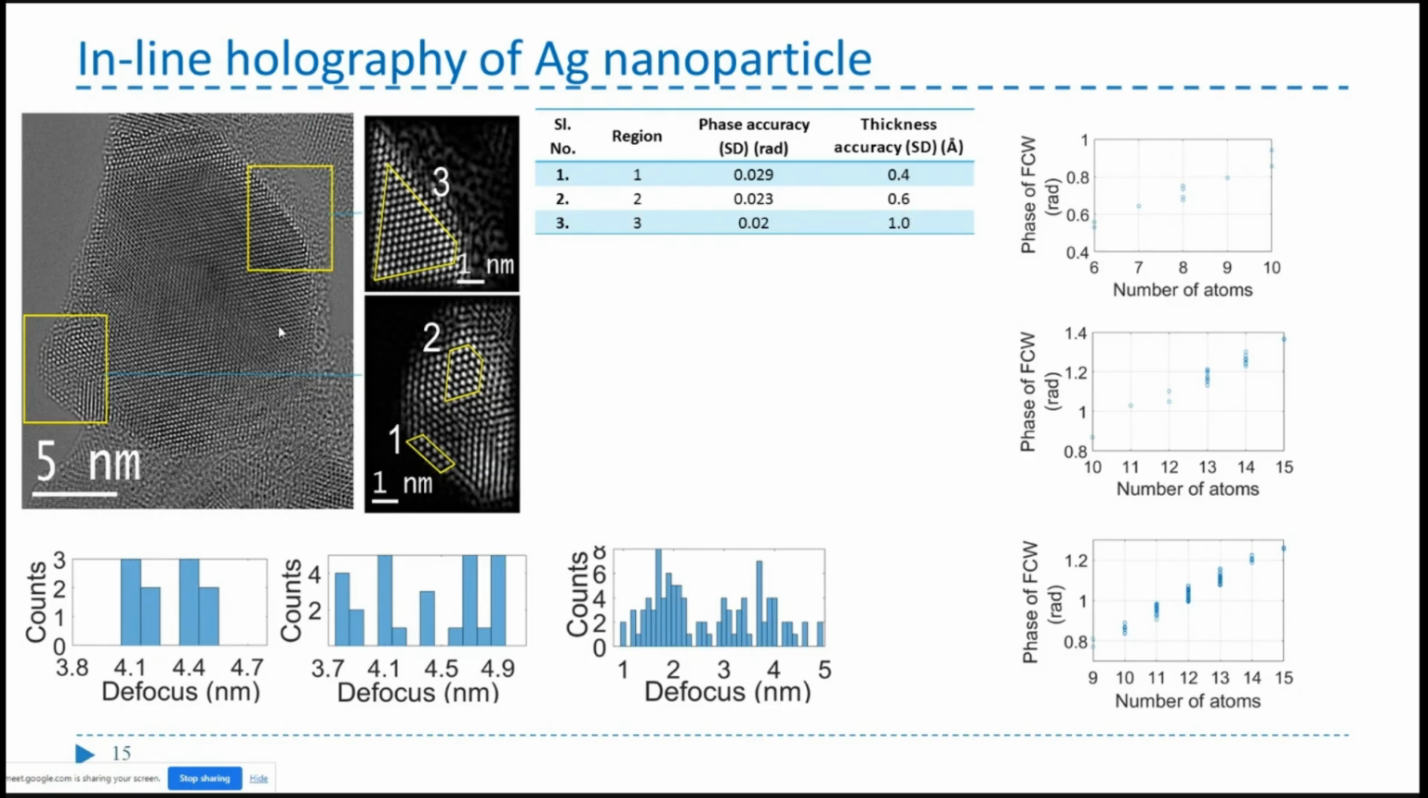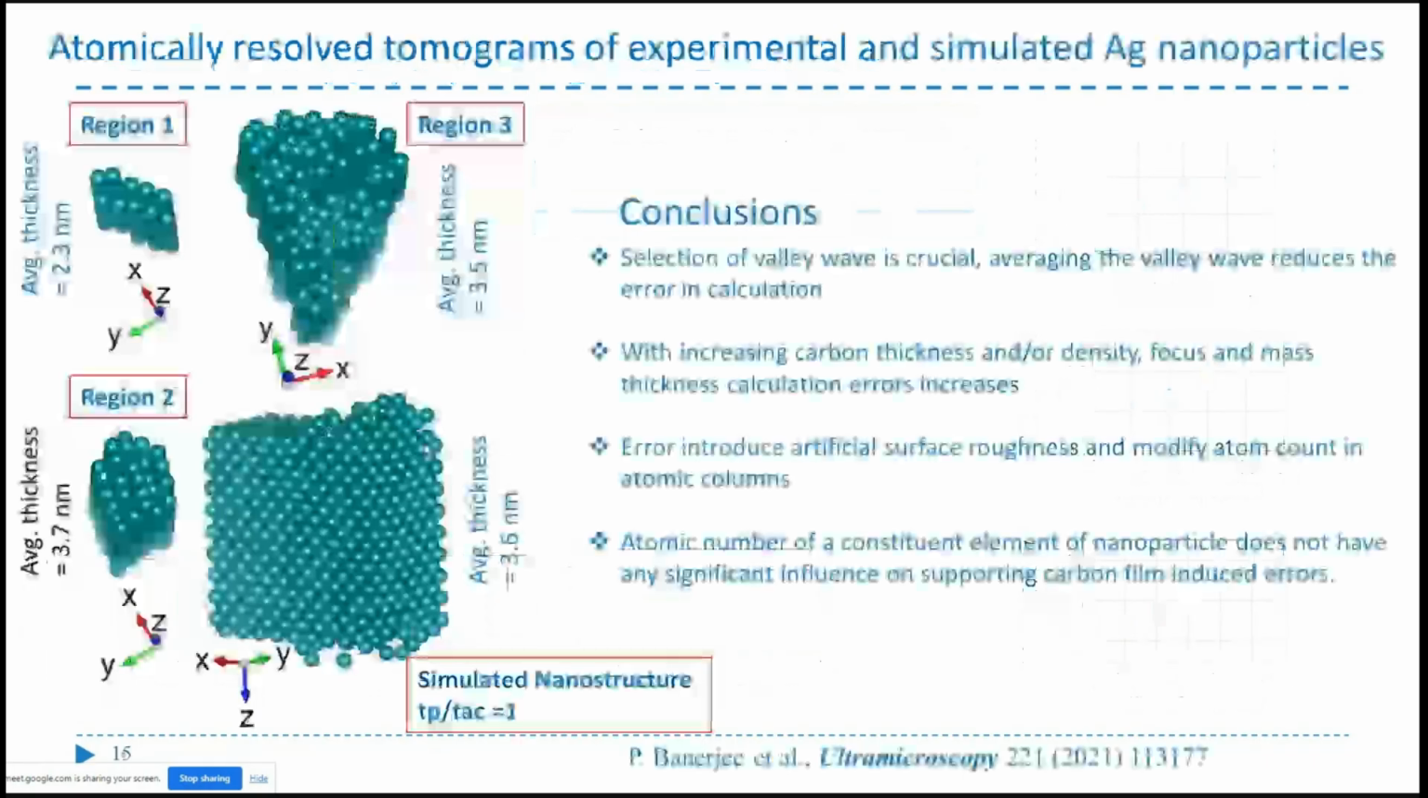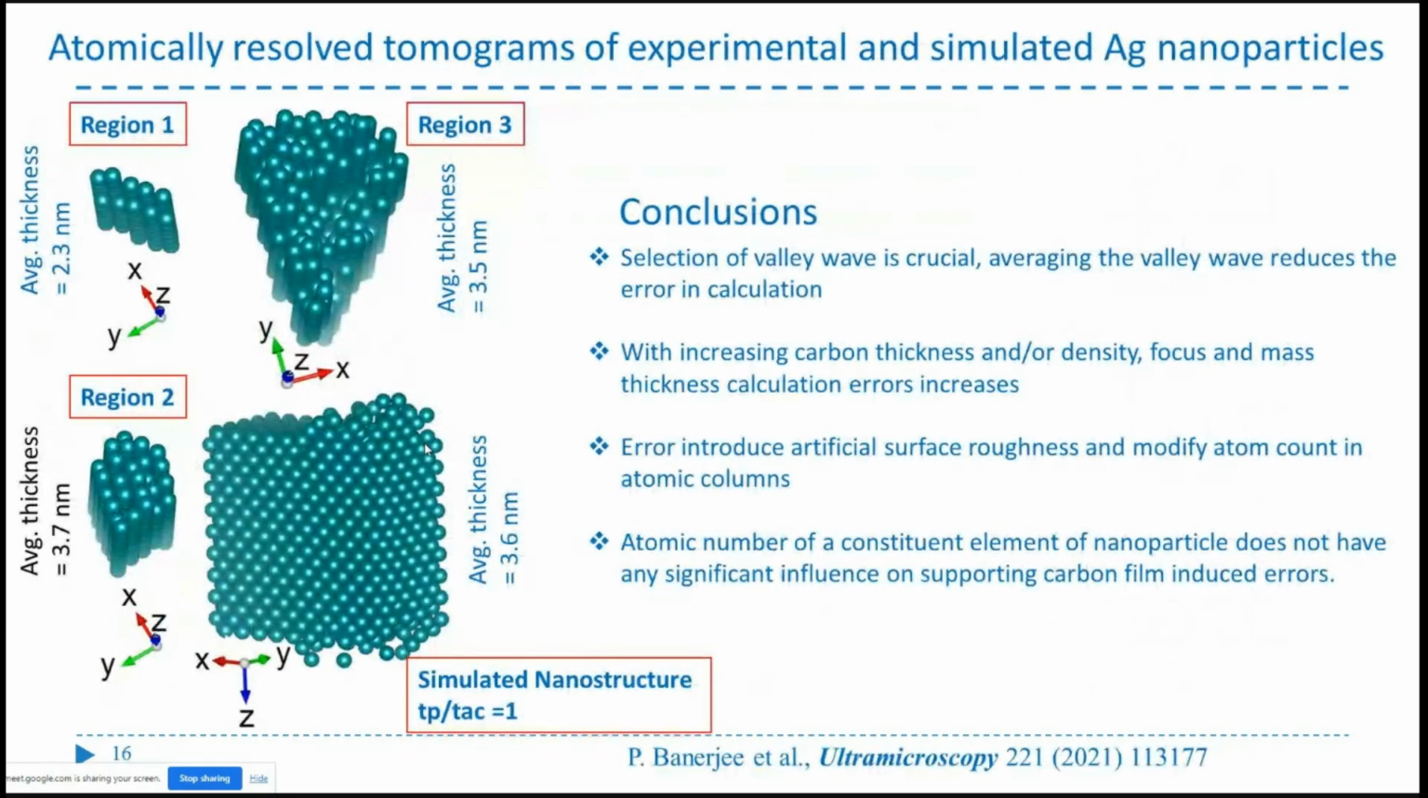Here we have to understand one thing, that the thickness of the amorphous carbon film is around 3 to 4 nanometer. So the experimental data now we have, this is the 3D structure, and if you see here, this region 3 is actually matching with our simulated data, where TP by T is equal to 1. This is simulated data. These are more or less the same, because here the average thickness is 3.5 nanometer, and the carbon film thickness from the manufacturer is 3 to 4 nanometer.